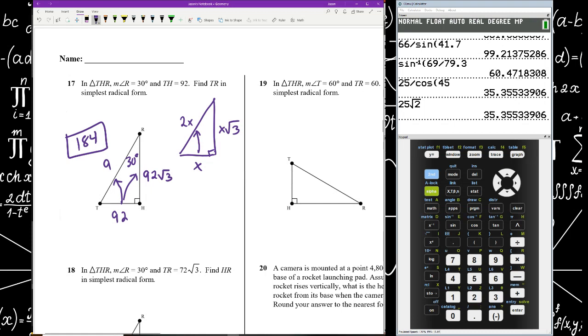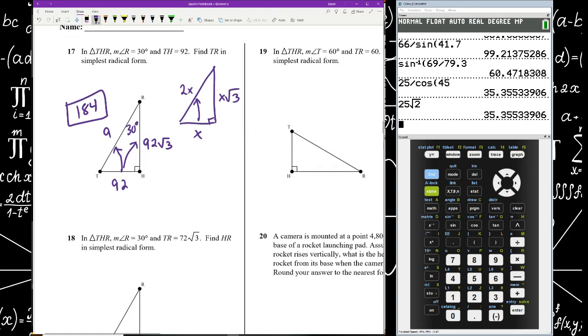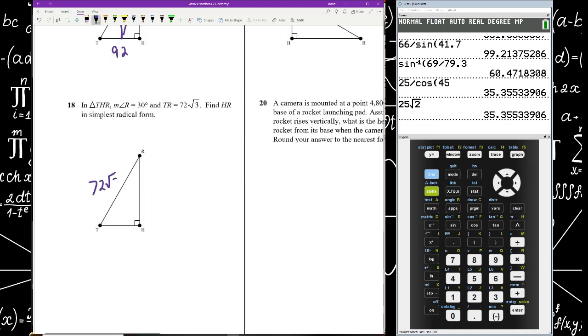Now, we're also going to look at number 18, because number 18 is a little tricky because it throws in this square root as something that you're given to begin with. So it tells us that this is 72 square root 3. It wants us to find HR, which is this side here. Right, again, 30, 60, 90, x, x square root 3, and 2x. It gives us a hypotenuse.